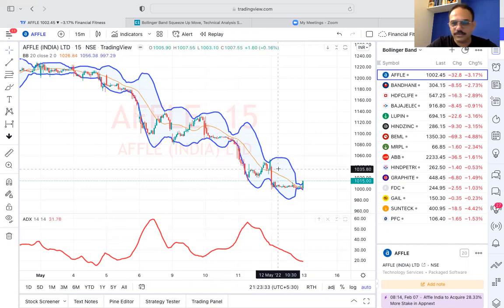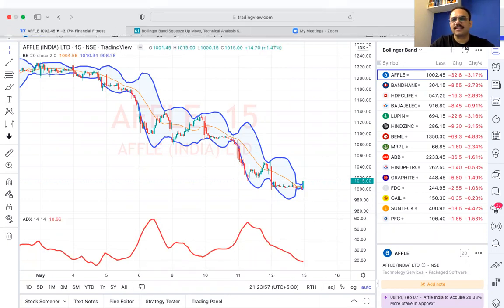Okay, great. Thank you. So what is VIX? It's a volatility index. It's used in options. The volatility index is not very well calculated in India, so it is not very useful, I would say. Okay, any other question?